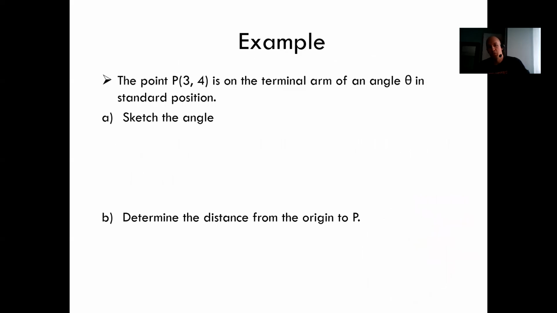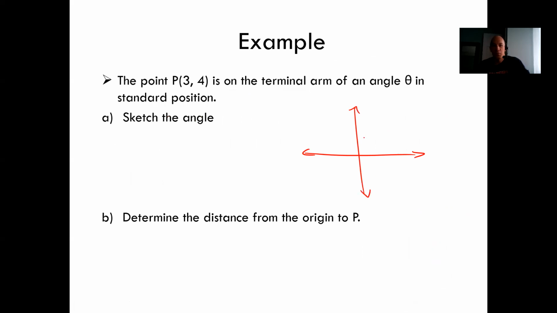Okay, so here's an example. The point 3, 4 is on the terminal arm of an angle theta in standard position. Sketch the angle. So this is now saying trigonometry, but just in a little bit of a different way. Okay, so we're going to think about it this way.